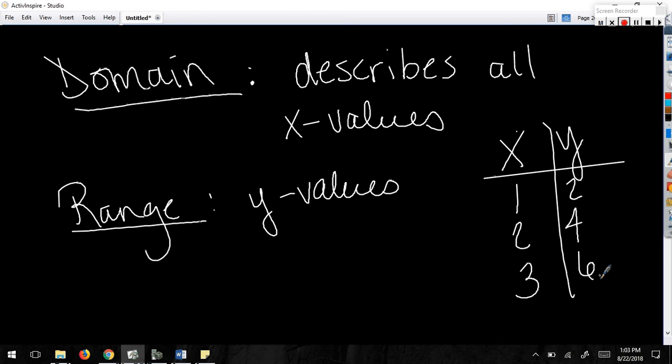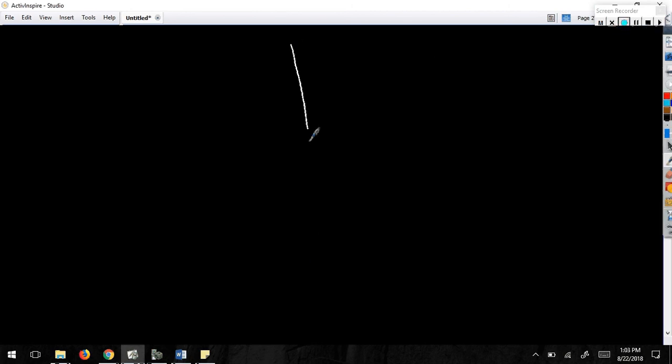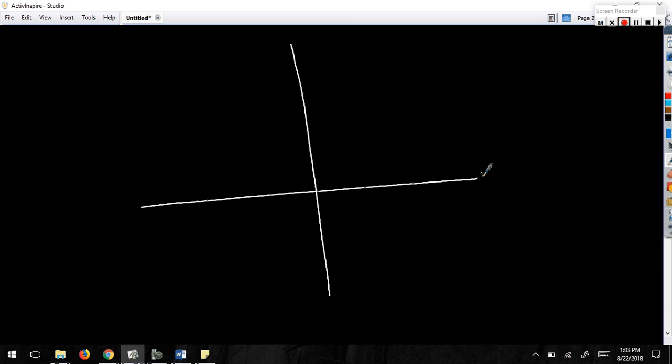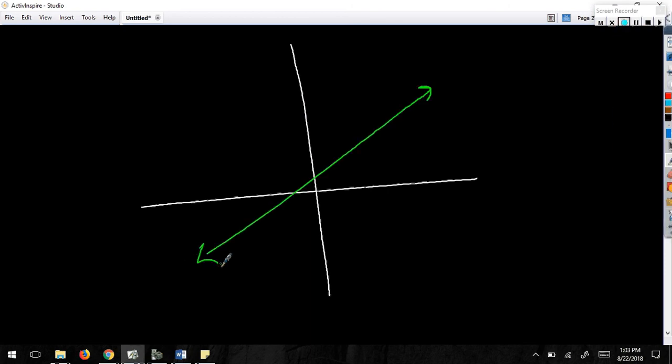Okay. Let's say, however, I gave you a graph. We'll start easy. Let's start with the line. The line is green. That's just the axis. What is the domain of the green line? In other words, what all values can x be? You're absolutely right. An infinite number.